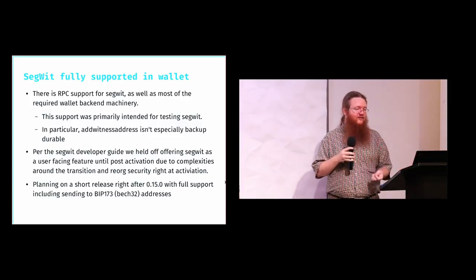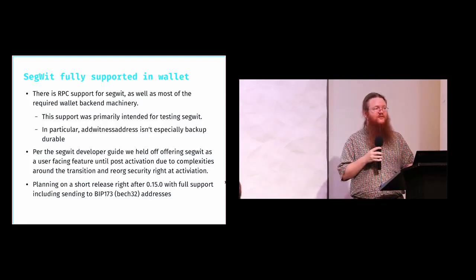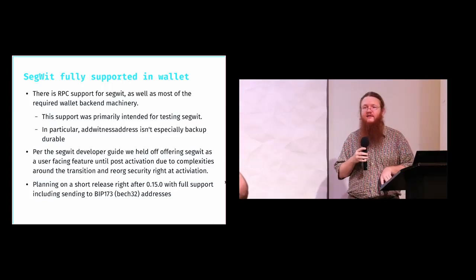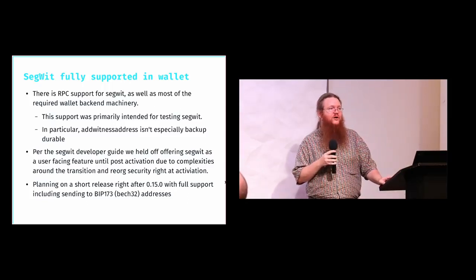including doing things like sending to BIP 173, the Bech32 addresses. That's the new address format that Peter presented on here a few months back. The new address format may also indirectly help some problems created by these spin-offs.